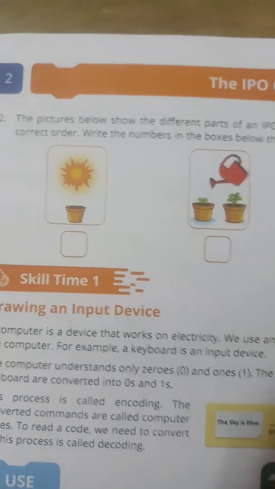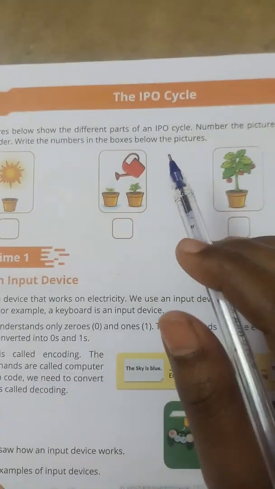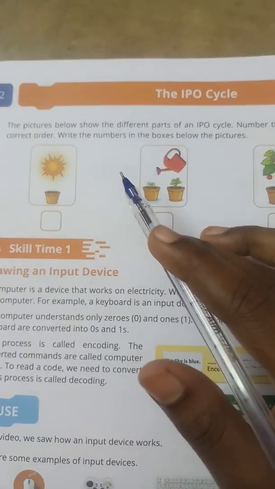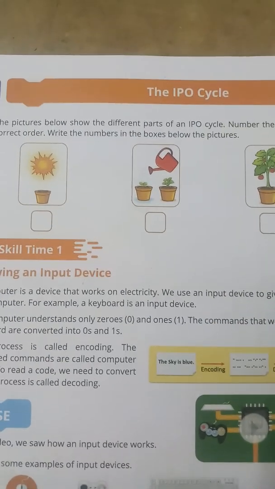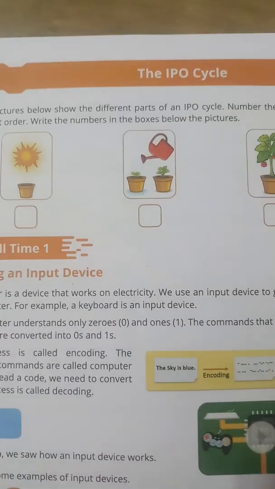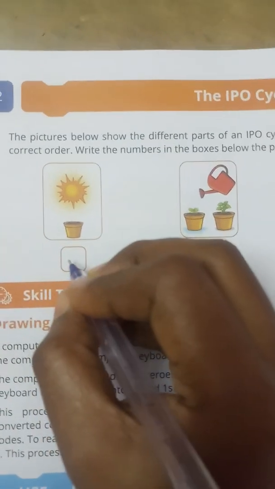And here the pictures below show the different parts of an IOP cycle. Number the pictures in the correct order. Write the numbers in the boxes below the pictures. Okay. Here, what is the input? First, we need sunlight. Okay.